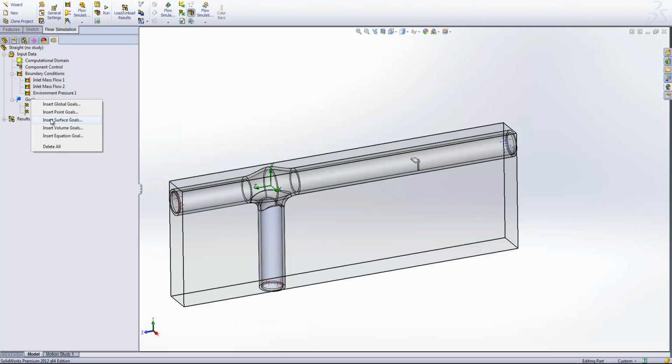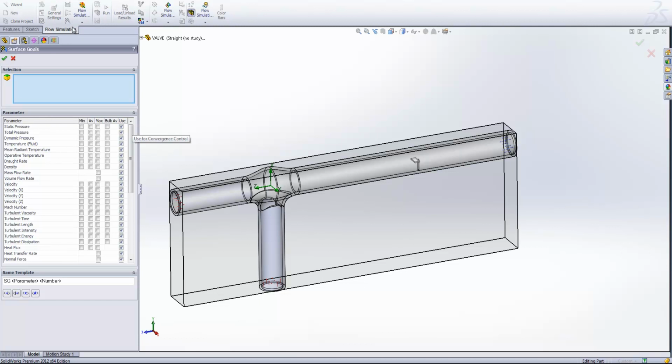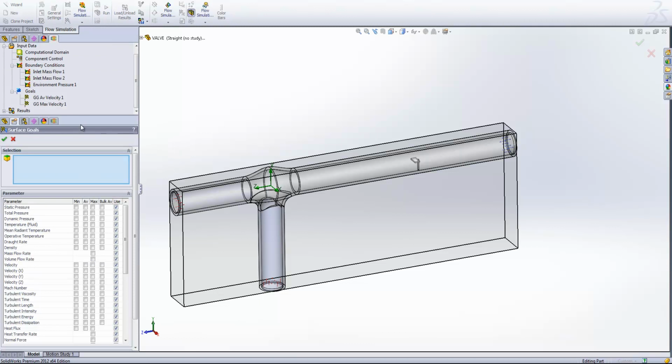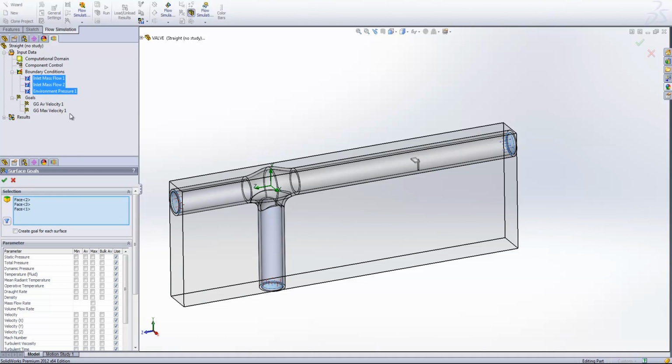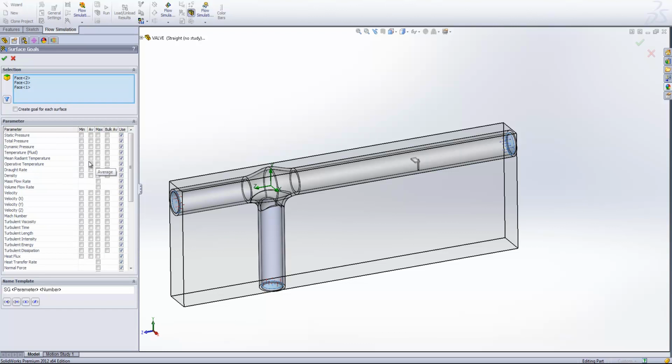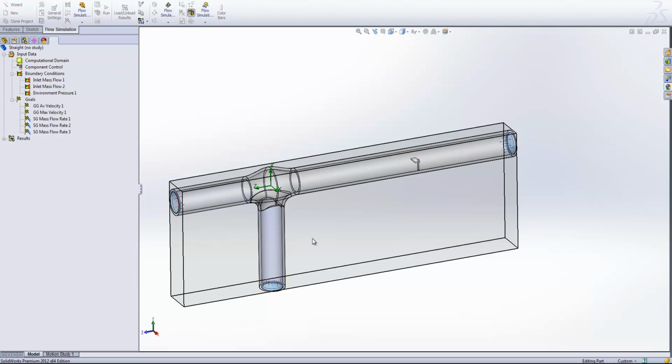In this case I'm going to generate some surface goals, and I can actually expand another tab of the flow simulation tree, which allows me to select all of these boundary conditions. What I'll do is pick up that internal face that we used to specify that boundary condition, and then I'm just going to select the mass flow rate there and ask SolidWorks to generate a separate goal for each of those selections. So now we've got mass flow rate 1, 2 and 3.